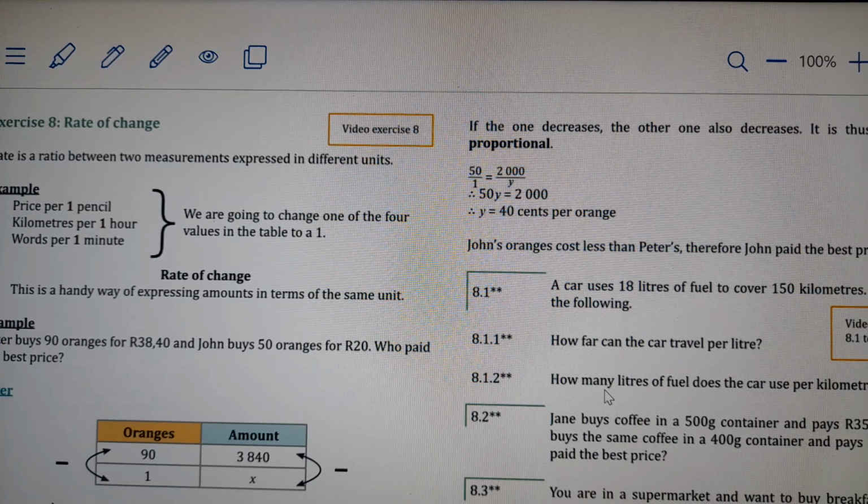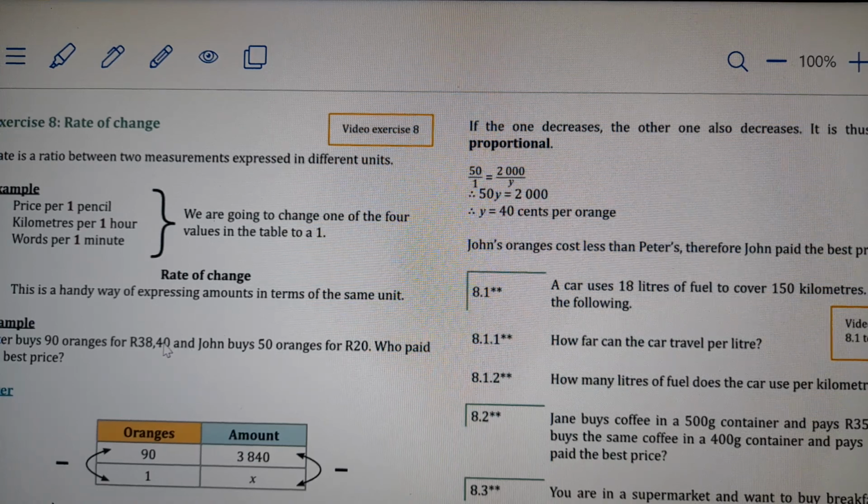Okay. So now I am quickly going to show you rate comparison. That was rate calculation because we were given one statement, but now we need to compare when we are given 2 statements. So let us look at that. So they say here, example, Peter buys 90 oranges for 38 rand 40, and John buys 50 oranges for 20 rand. So you see, there's 2 statements. They are joined by this and.